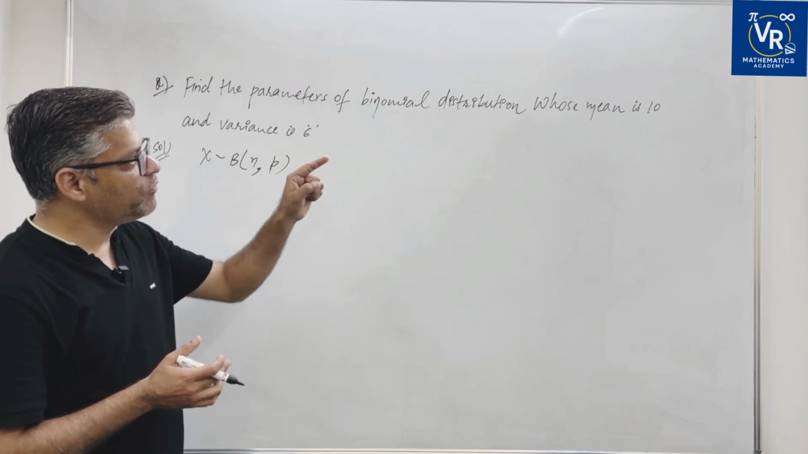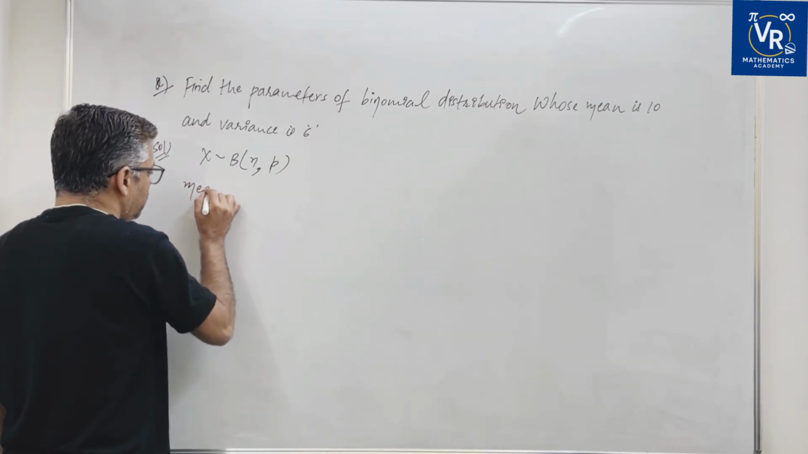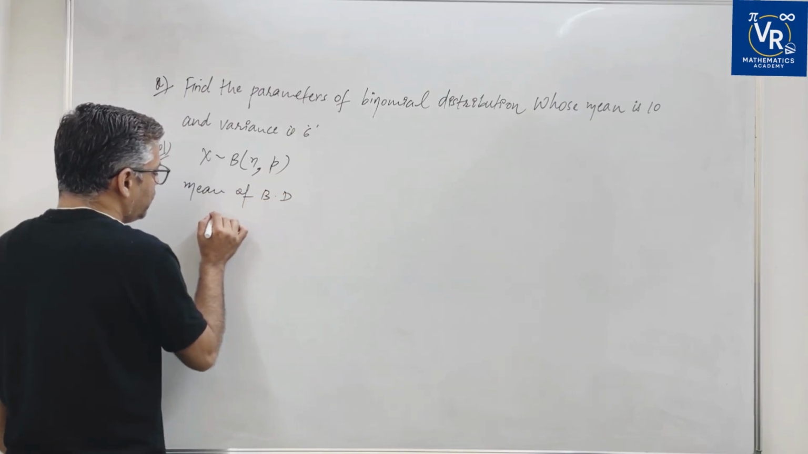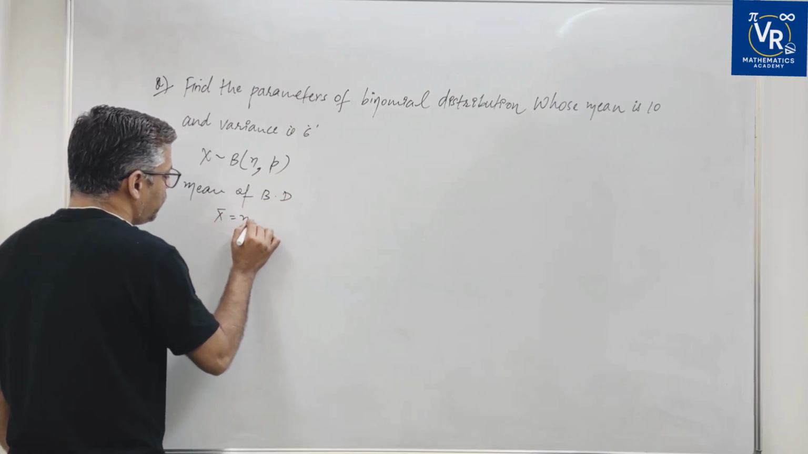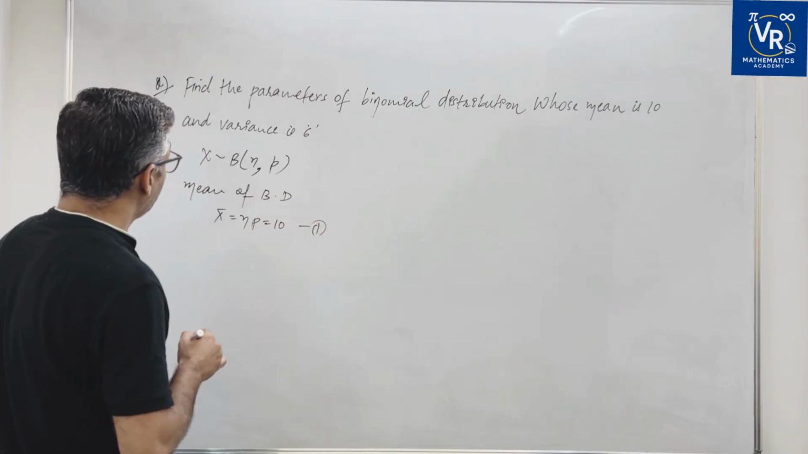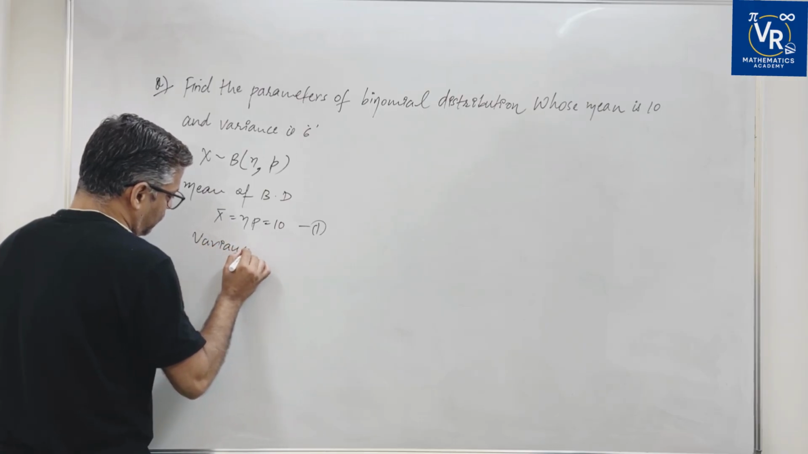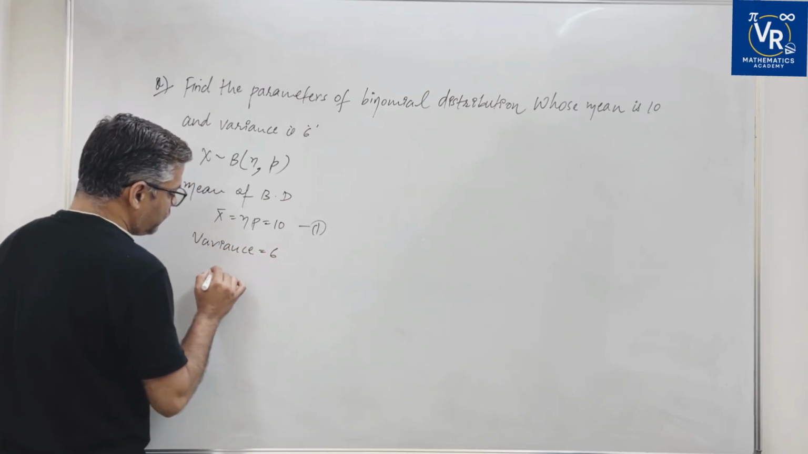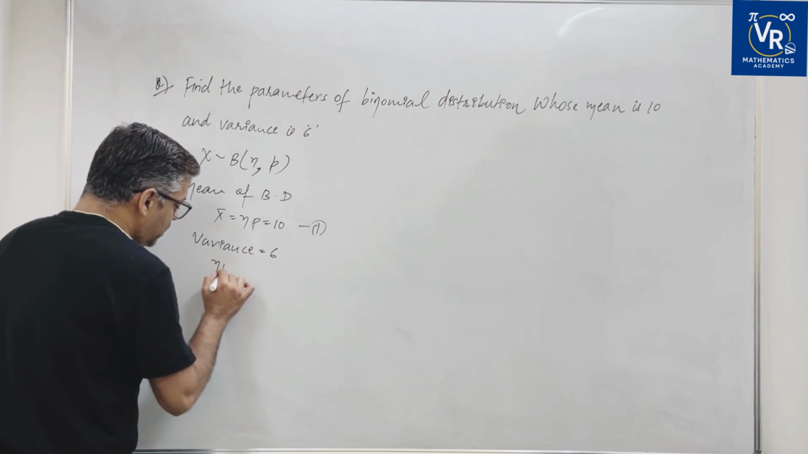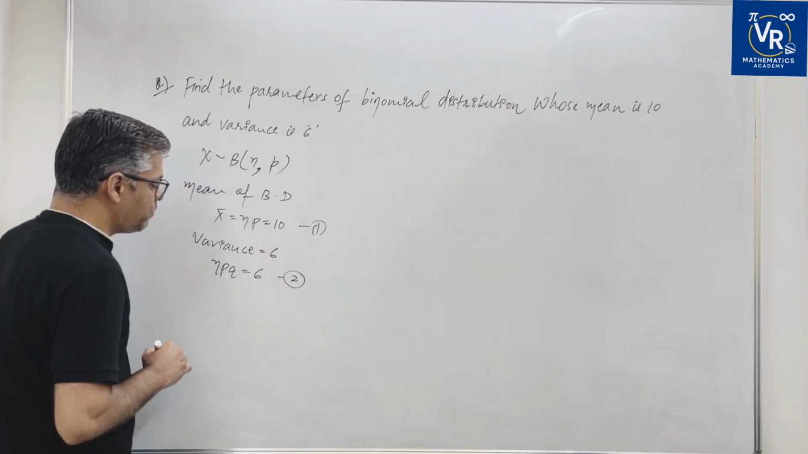And what is given? The mean is 10. So the second point, mean of binomial distribution, we know it is x bar, which is equal to np, that is equal to 10. Let this be equation number 1. And the variance is 6, and we know that the variance of binomial distribution is npq. So npq is equal to 6, equation number 2.